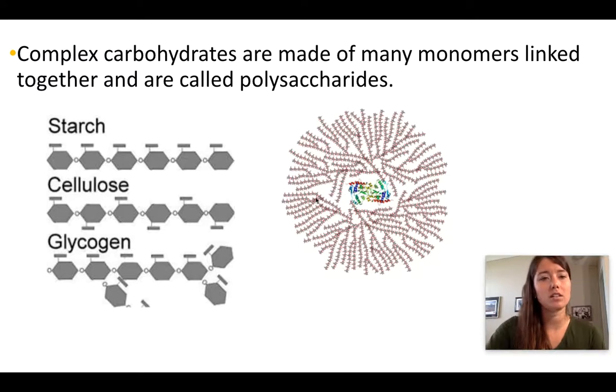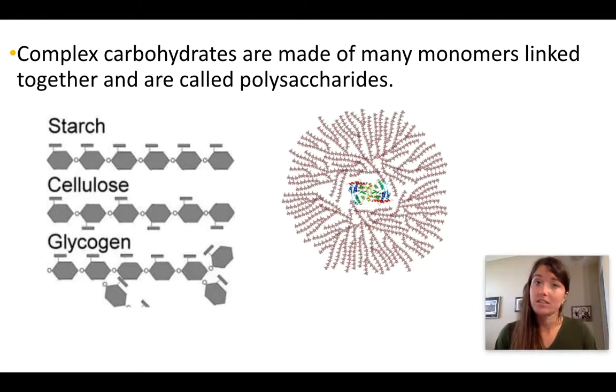But here with our complex carbs, we can see many of those monomers or monosaccharides linked together. So this over here is actually what a picture of glycogen would look like. And each one of those little dots is a single monosaccharide bonded together. So we can see they're very, very large. And this picture on the left doesn't do it justice, but I just wanted you to see how it bonded together.